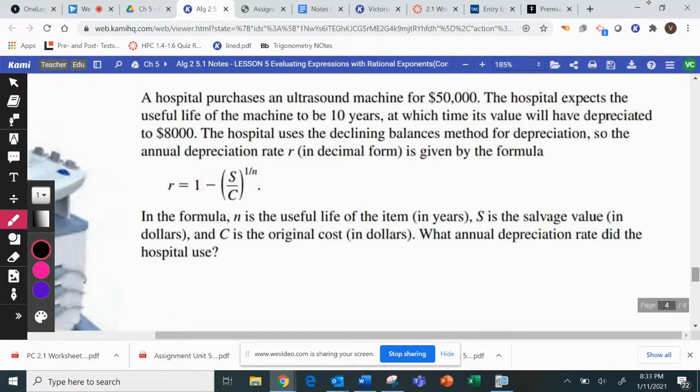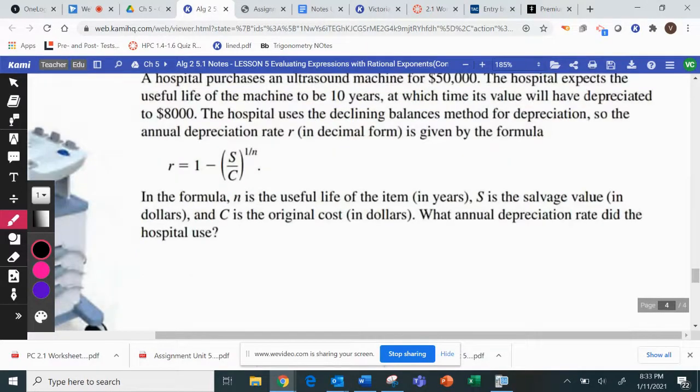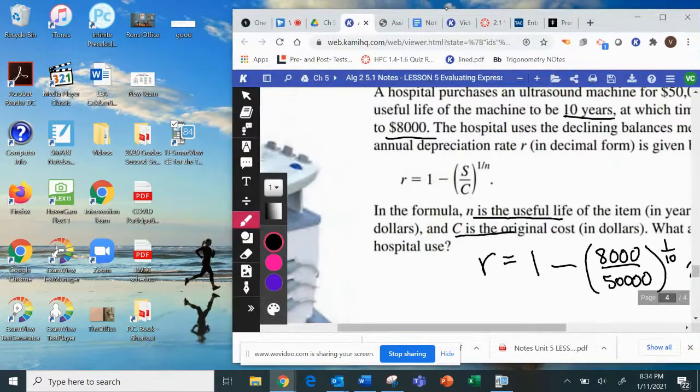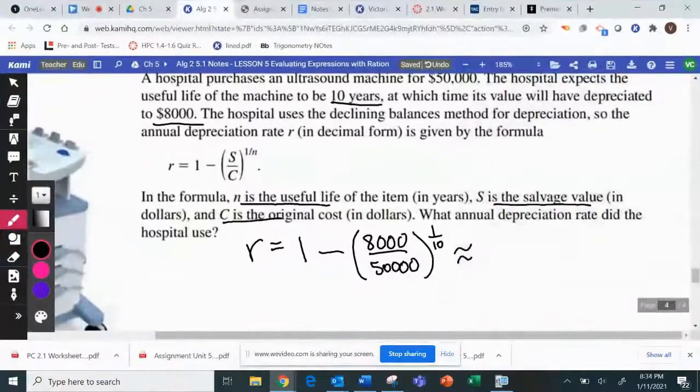So we're going to be solving for R. So we're going to find R. 1 minus, now S is the salvage value, which up here is $8,000, divided by the original cost, which is $50,000, to the 1 over, and then n is the useful life, which is 10 years. Now, this would be a calculator question. You can type all of this into the calculator. I would not expect you would do that by hand, because I do not think I could do that by hand.